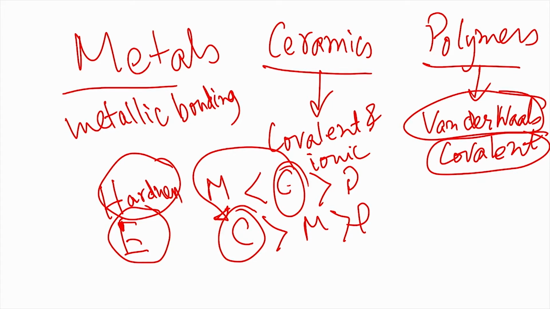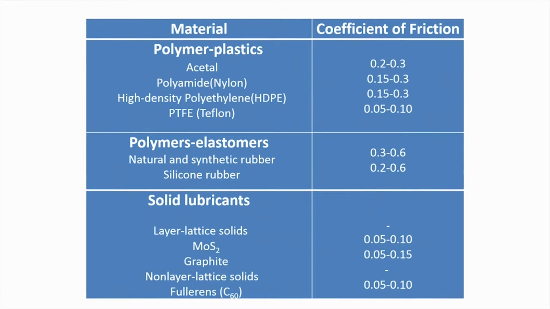Now, coming back to this particular slide, where I have shown polymers like plastics: acetal, polyamide, nylon, high density polyethylene, PTFE, polytetrafluoroethylene. You see that these materials have a fairly low coefficient of friction, mostly less than 0.3. If you go to some of the elastomers, like natural or synthetic rubber or silicone rubber, it is mostly greater than 0.3.